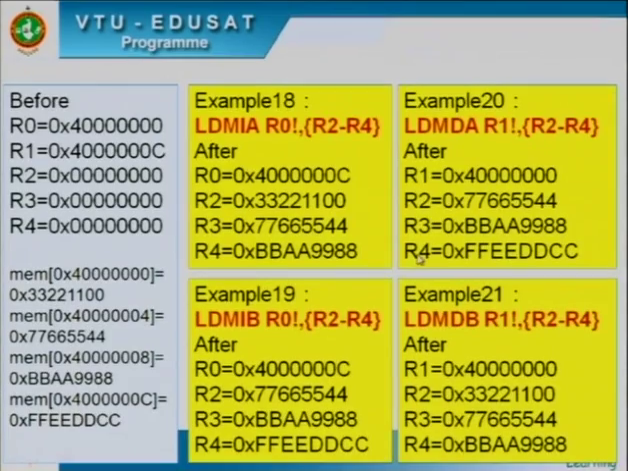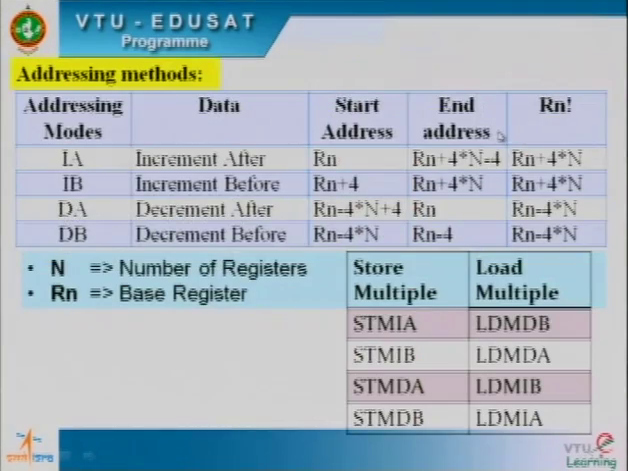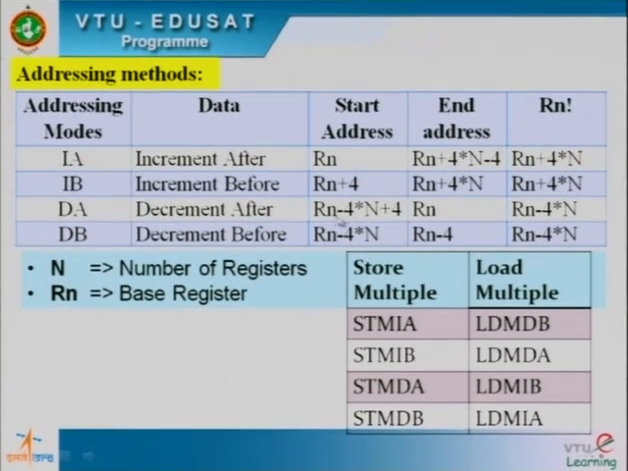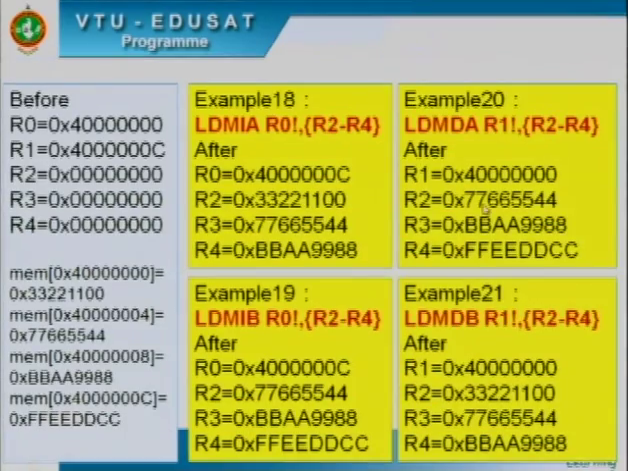The last register, R4, gets data from the memory location pointed to by Rn, or in this case the R1 register. The same thing is mentioned here: decrement after, the end address is Rn. Rn is the address location from which the last register will get the value. The start address means Rn minus 4n plus 4. This is the address from which the first register gets the value. Hope this is clear now.